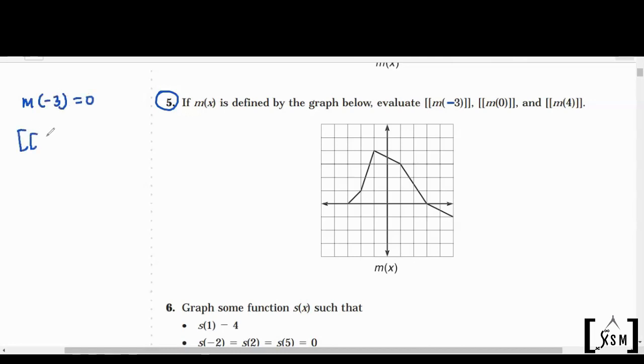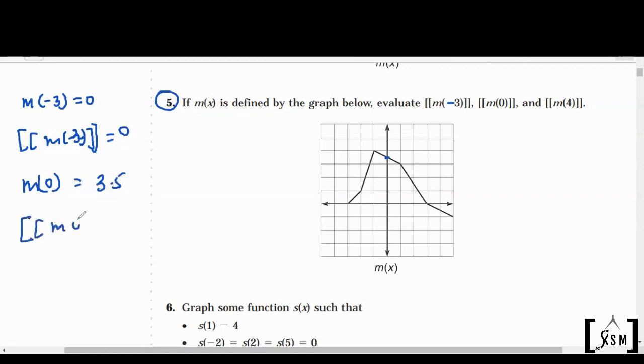And greatest integer is 0. Right? Okay. Then we find m0. m0 means what? m0 means when x value is 0, what is the y value? So y value is somewhere between 3 to 4. Okay. So I have no idea from the graph. So let's put in 3.5. It's okay, because we are not interested in this number. We are interested in the greatest integer number.